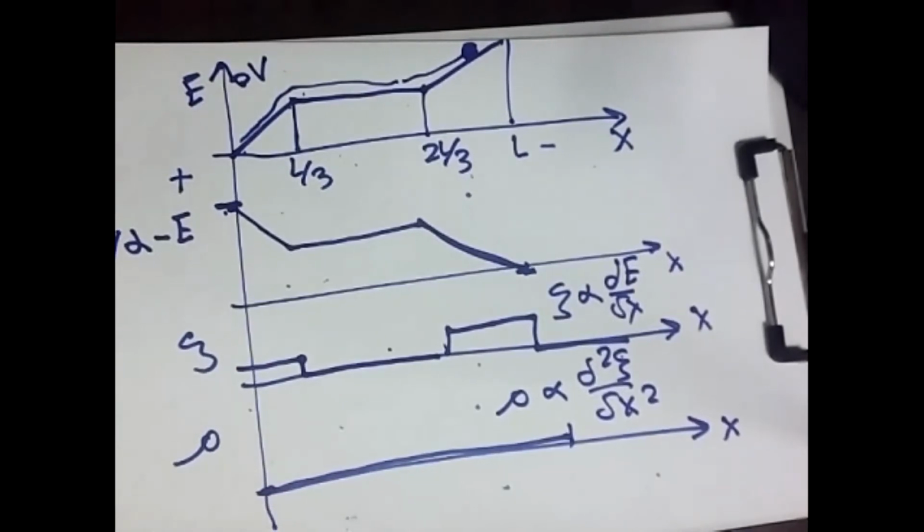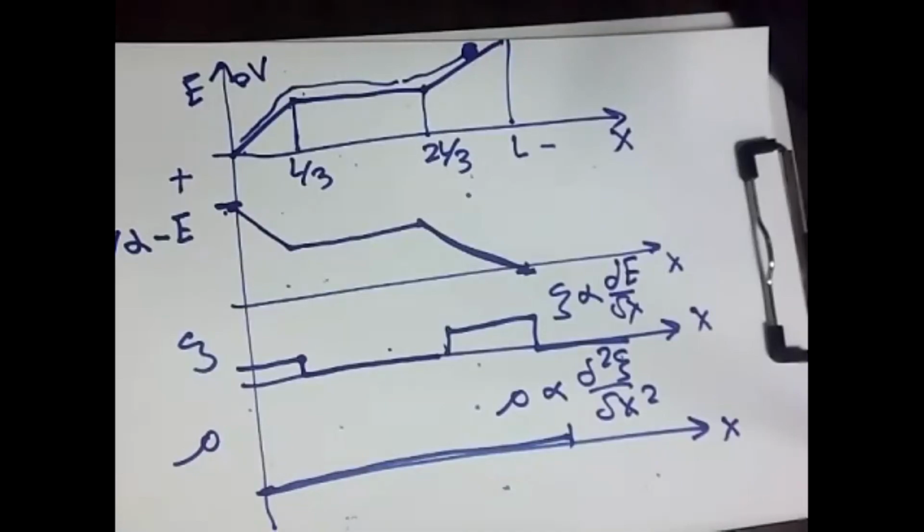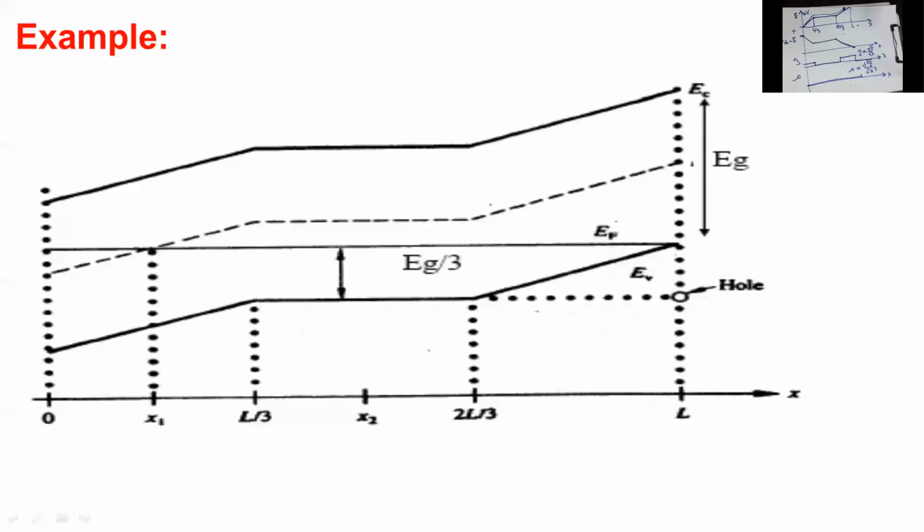Let's go to what is next. What are the other requirements in this question? Okay, I told you, please state where the material is N-type, where the material is P-type, and where the material is intrinsic.